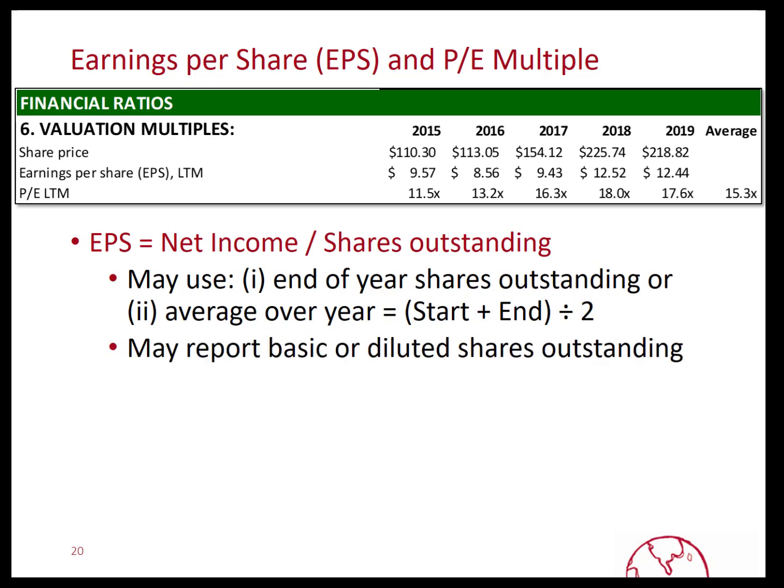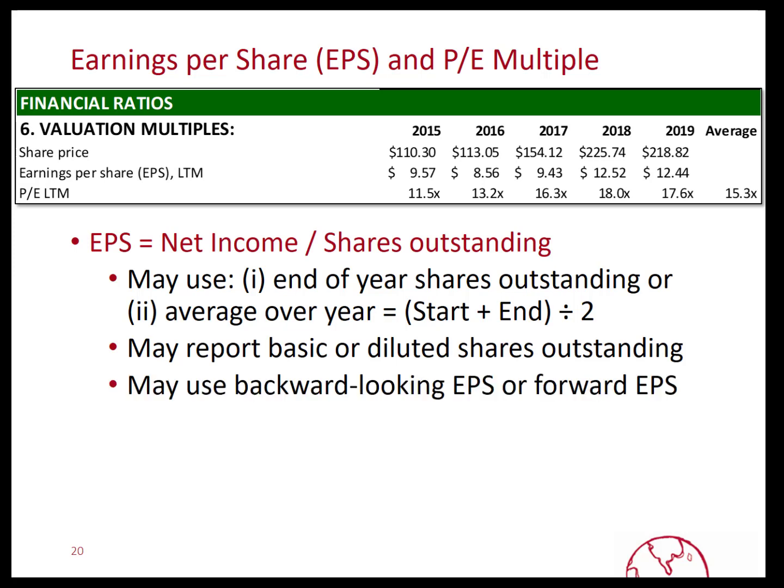You can use either basic or diluted shares outstanding, and you will also find people using either a backward-looking or a forward-looking earnings per share. When it's backward-looking, they call it last 12 months or LTM. When it's forward-looking, you could use next 12 months or NTM.